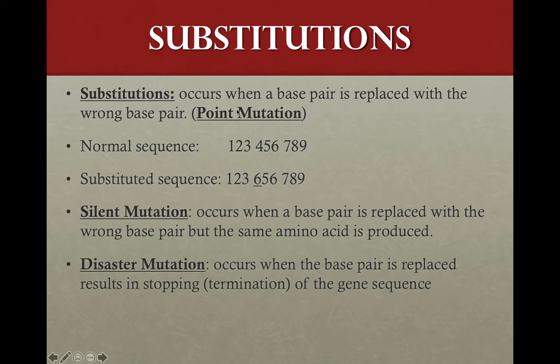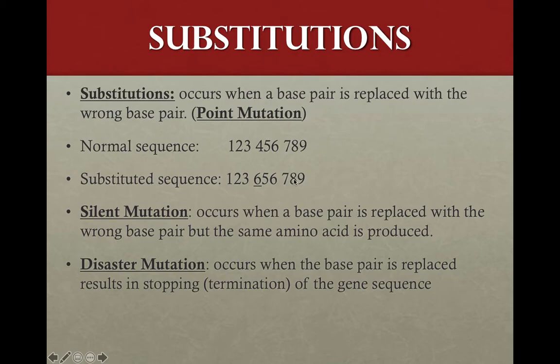So a normal sequence should go 1, 2, 3, 4, 5, 6, 7, 8, 9. But if you look at this, now it's 1, 2, 3, 6, 5, 6, 7, 8, 9. Well, I substituted that 4 for a 6. You see how it only changed this one thing? It didn't change the 1, 2, 3. It also didn't change the 7, 8, 9.